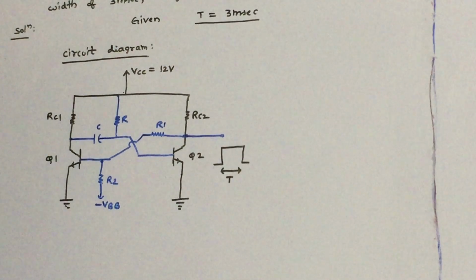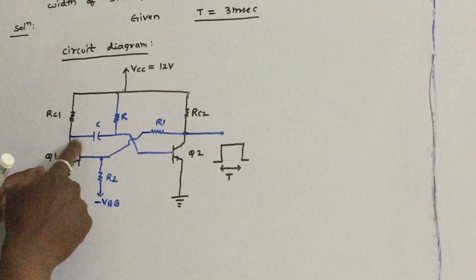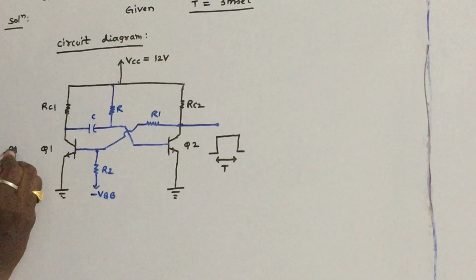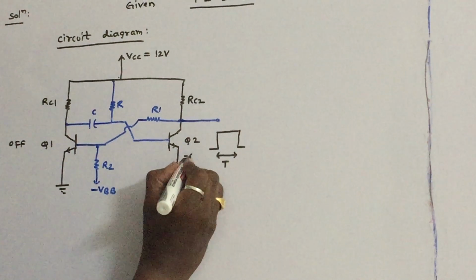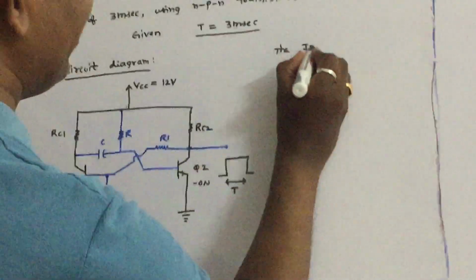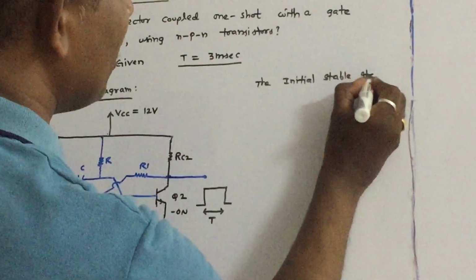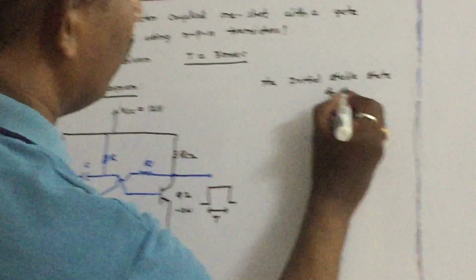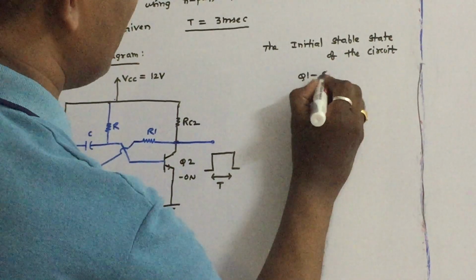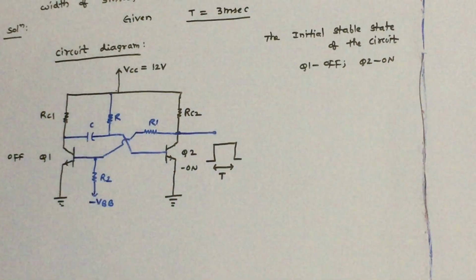So now, what is the initial stable state? Since the Q1 base is connected to minus VBB, Q1 is in off state and Q2 will be in on state. So this is the initial stable state. So this is in off state and this is in on state. Therefore, the first part you have to write is the initial stable state of the circuit. Q1 is in off condition and Q2 is in on condition, that is in saturation. This is the first point.